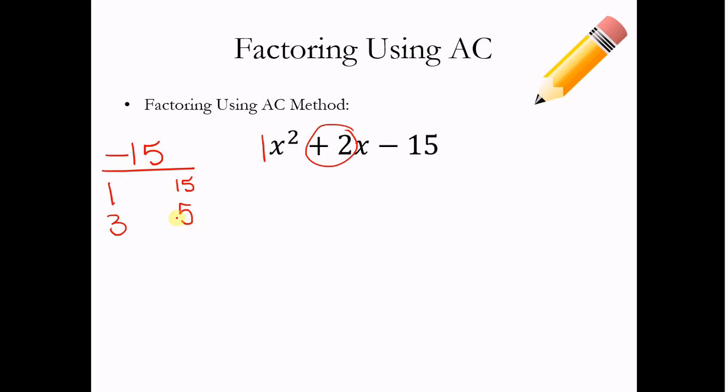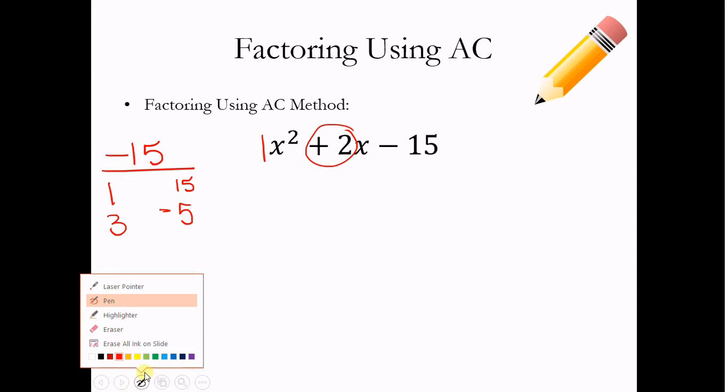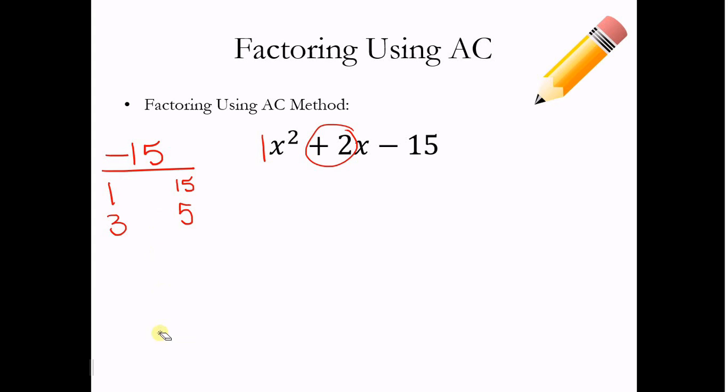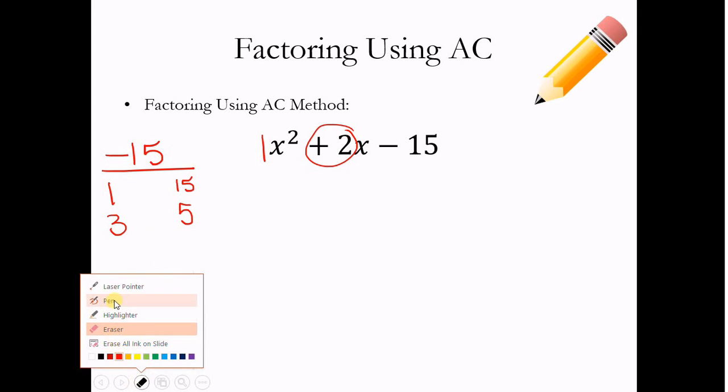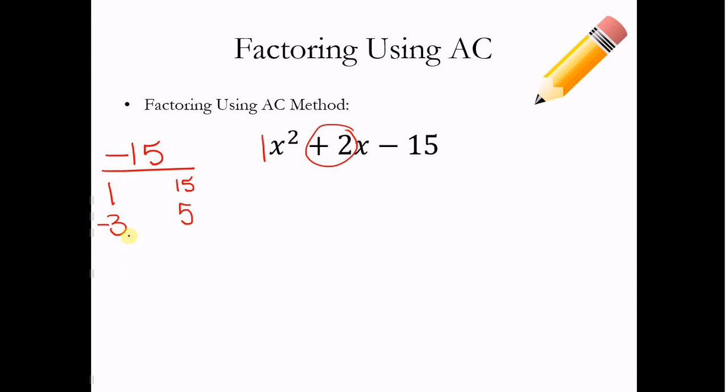I need a positive 2. So what about if I make a negative 5? That would give me 3 minus 5. That would give us negative 2. That's not what we want, right? We want a positive. So what if I would make the 3 negative? Negative 3 plus 5, that is a positive 2.